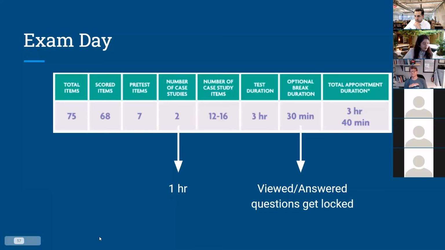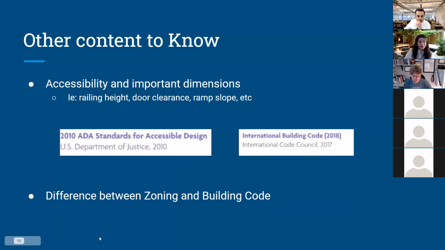Okay, so just quickly, other content to know: accessibility and important dimensions like railing heights, door clearances, ramp slopes. You can study these dimensions from the standards, which are available online, as well as the IBC. Make sure to study the IBC and not the CBC, because the exam focuses on the IBC. Make sure you know the difference between zoning and building code.